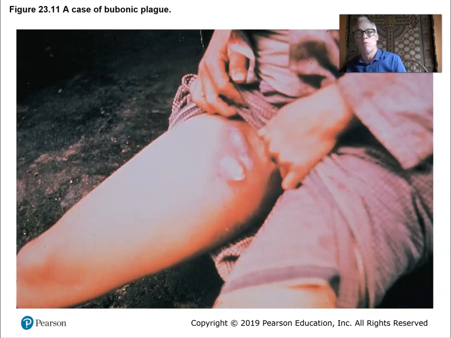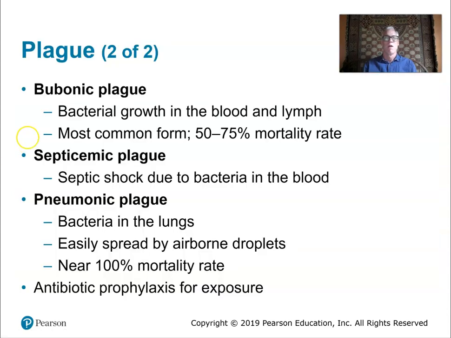There's a picture of some buboes in the inguinal region. This is the inguinal region. There's a concentration of lymph nodes in the inguinal region, in the axillary region, in the cervical or neck region of the body. So bubonic plague, 50 to 75% mortality rate. These guys can grow in the blood and in the lymphoid cells, in the white blood cells.